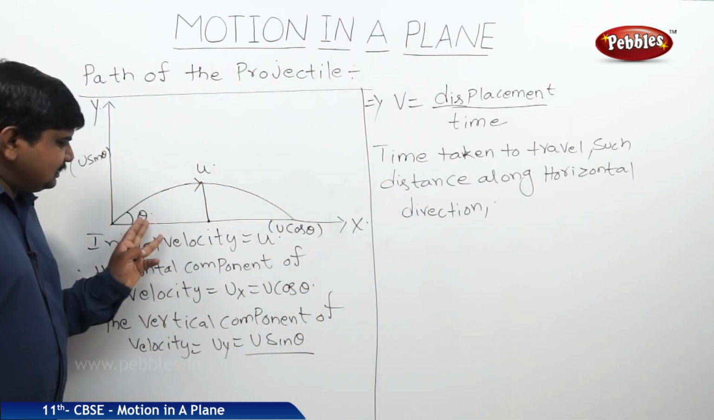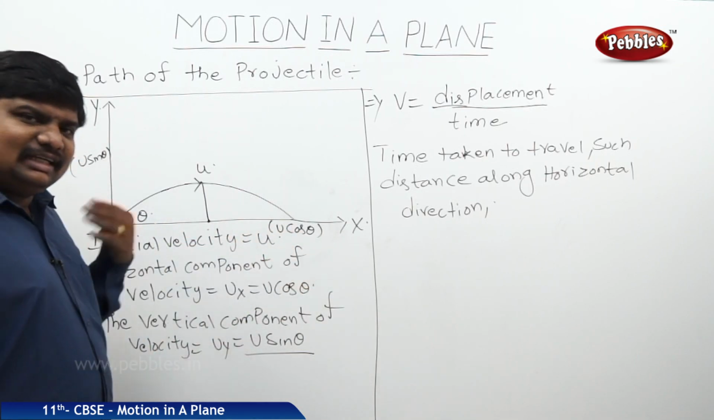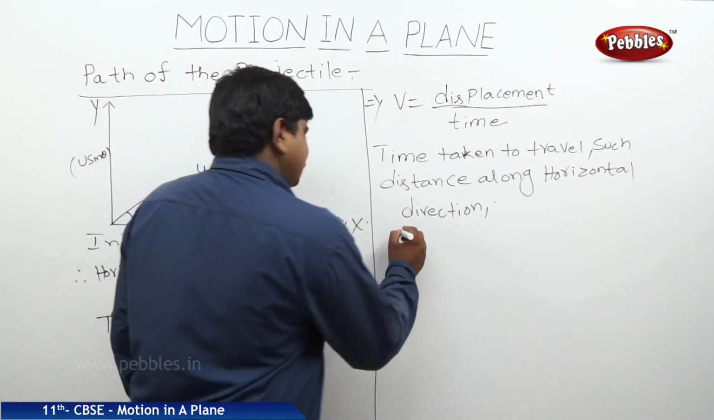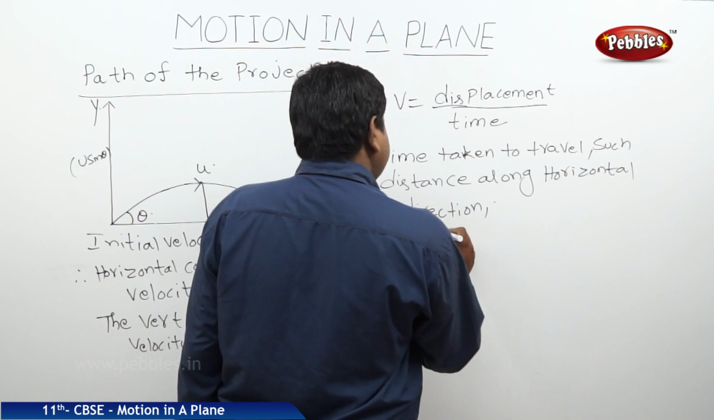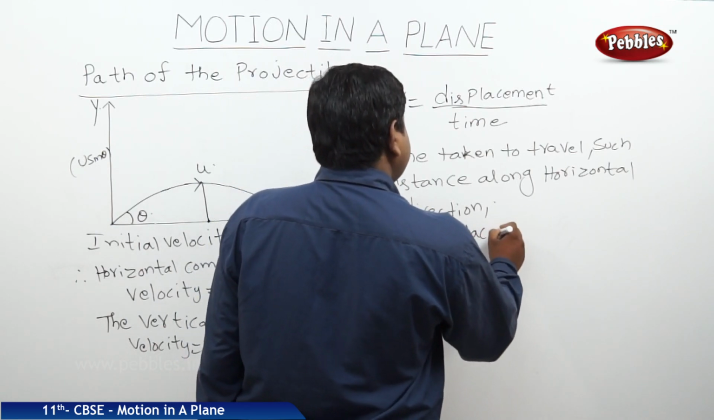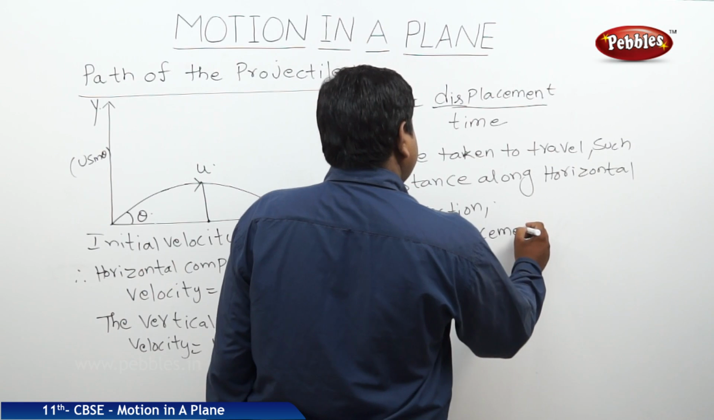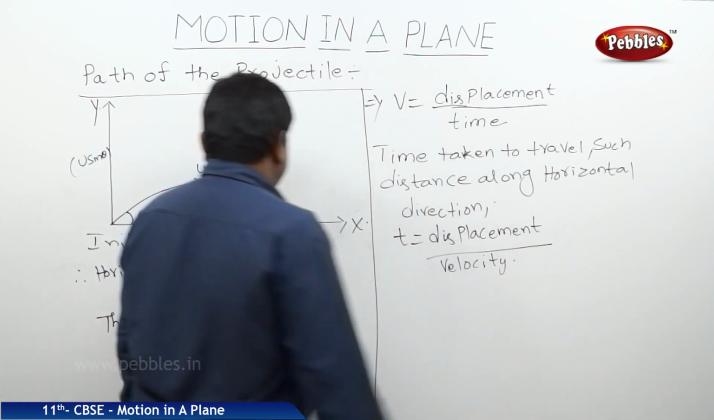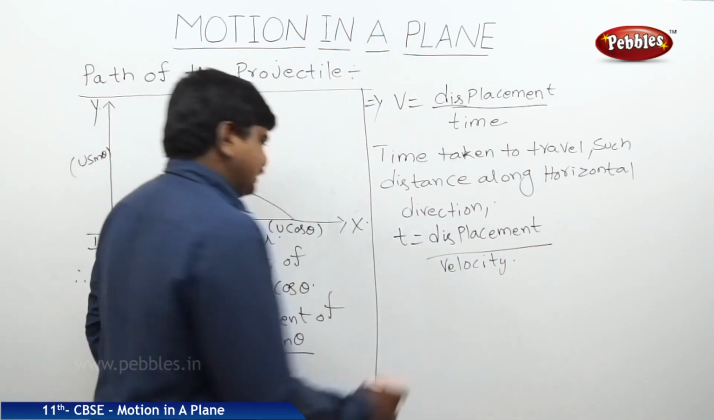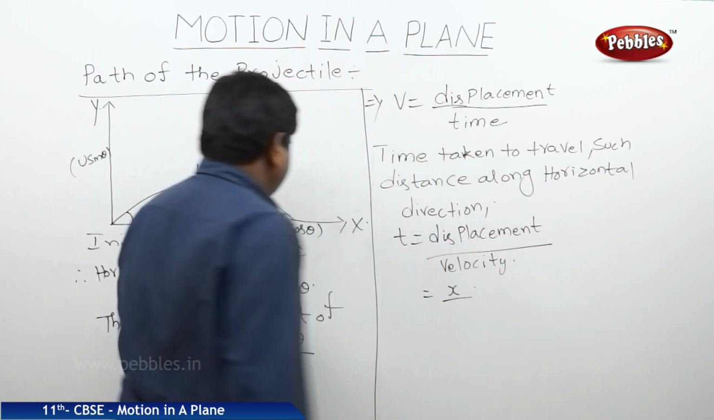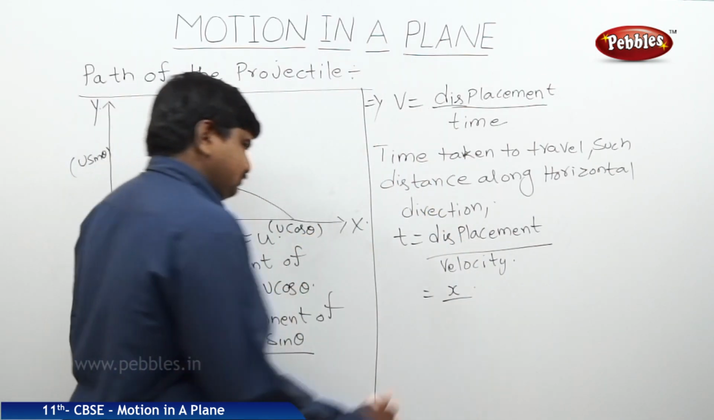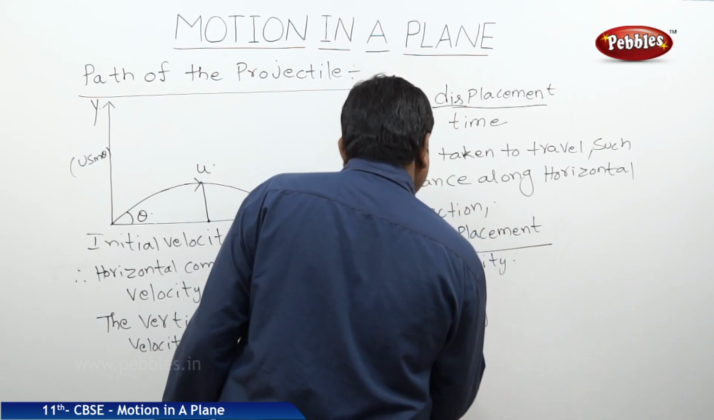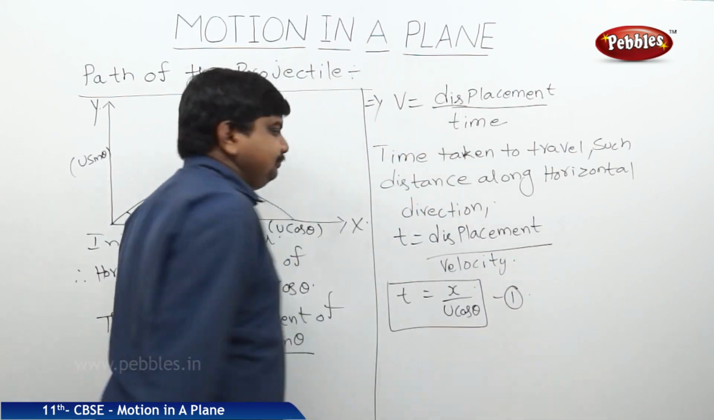So what we can understand, in the direction of horizontal, what is the time taken to reach from the initial point to the final point? That is said to be small t, is equal to displacement by velocity. Let us say the displacement is small x along the x direction. Velocity along the x direction is u cos theta. This is equal to t. Let us write this as equation 1.